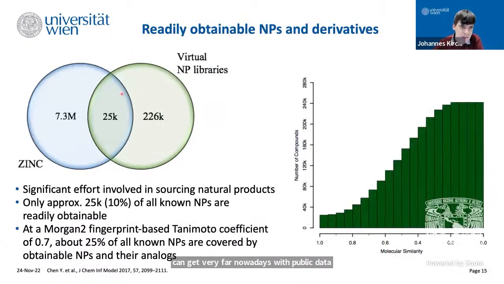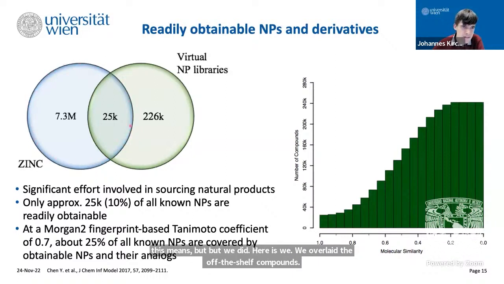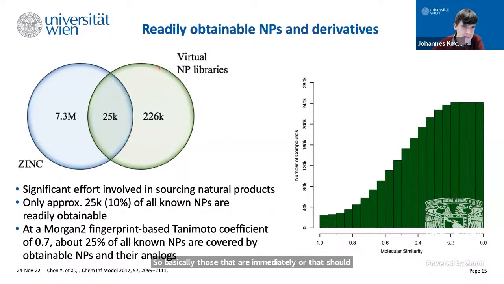Now, this here is a very interesting number. This is the number of natural products that are readily purchasable. What we did here is overlay the off-the-shelf compounds, those that should be immediately available for purchase, and compare them to the known natural products. Out of them, the number of available natural products that you could order today and hope to get within 2 to 3 weeks to test in your lab is about 25,000.